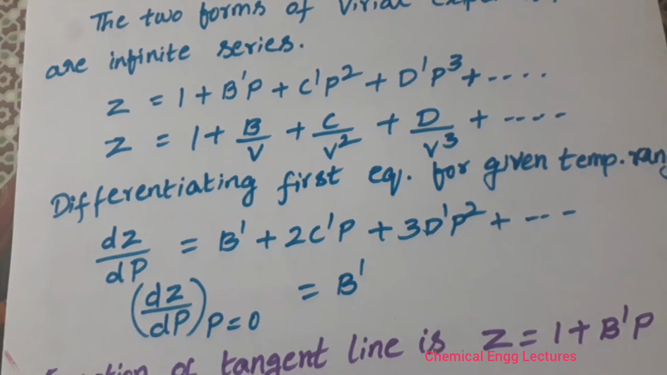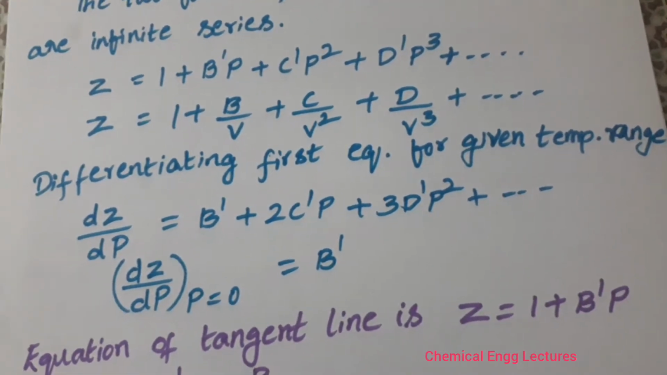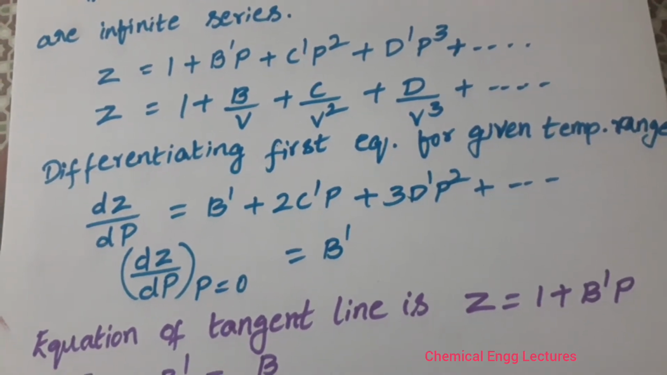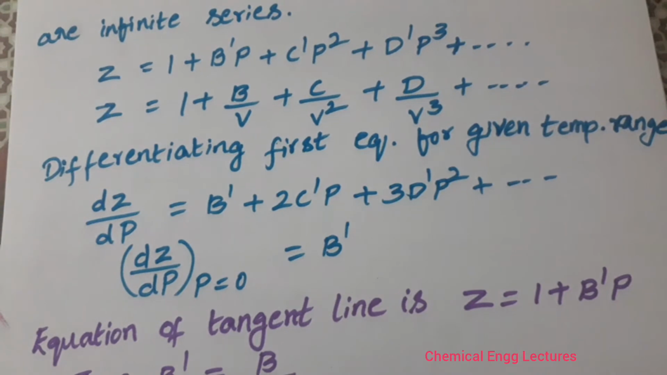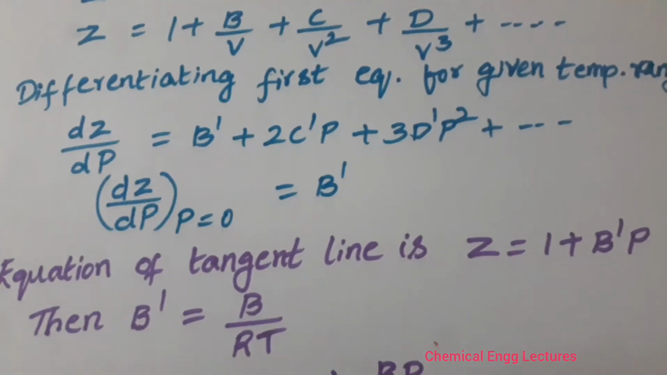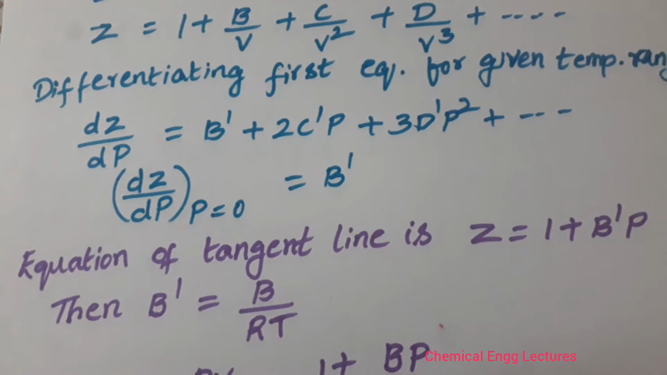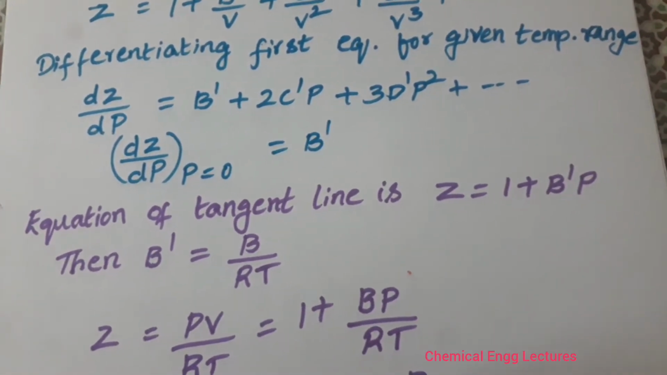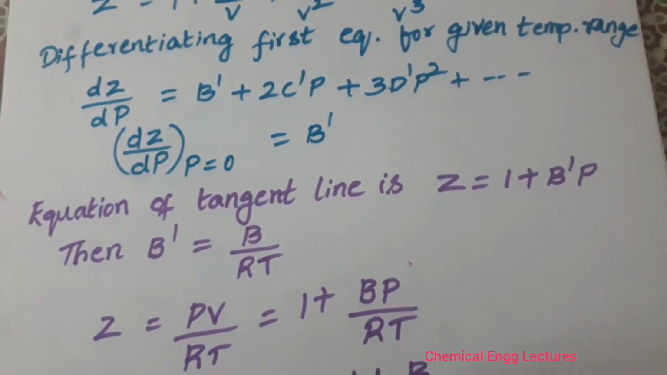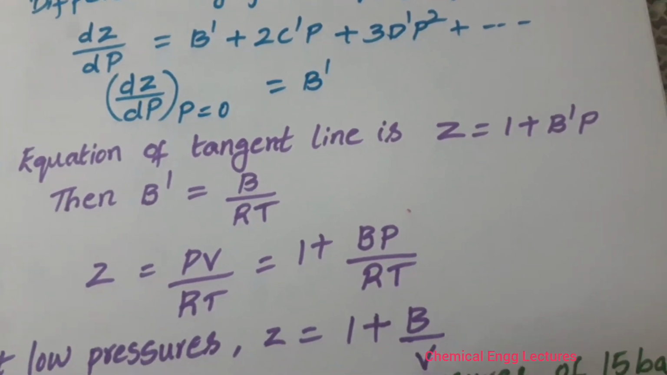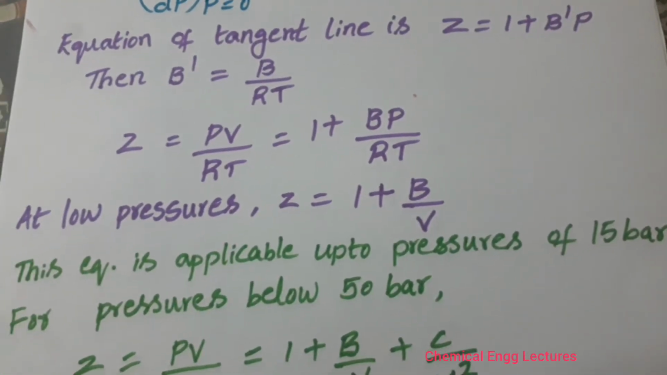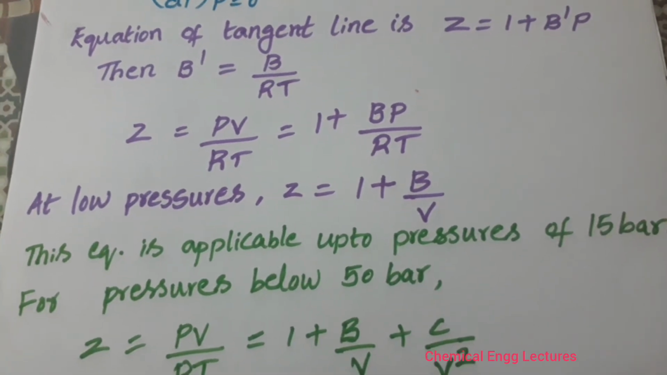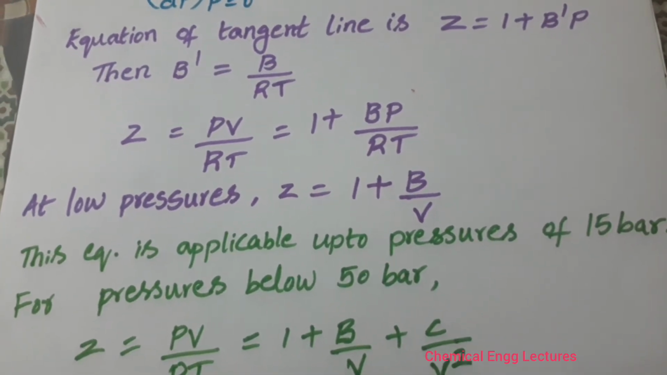So differentiating the first equation for a given temperature range, we get dz by dP equal to B dash plus 2C dash P plus 3D dash P squared plus and so on. So dz by dP at P equal to 0 is equal to B dash. So the equation of the tangent line is z is equal to 1 plus B dash P. Similarly, we can replace B dash with B by RT. So here z is equal to PV by RT, which is equal to 1 plus BP by RT. At low pressures this becomes z is equal to 1 plus B by V.